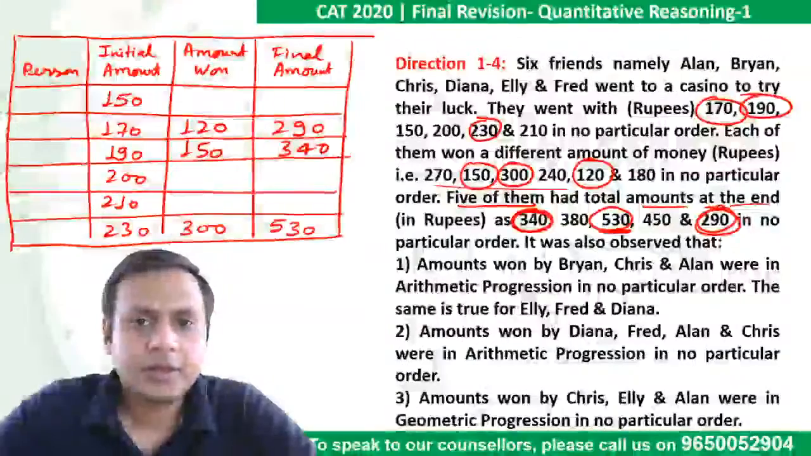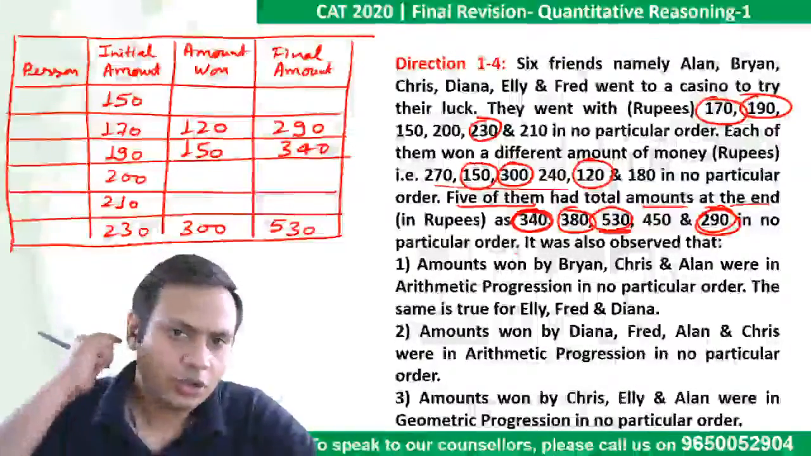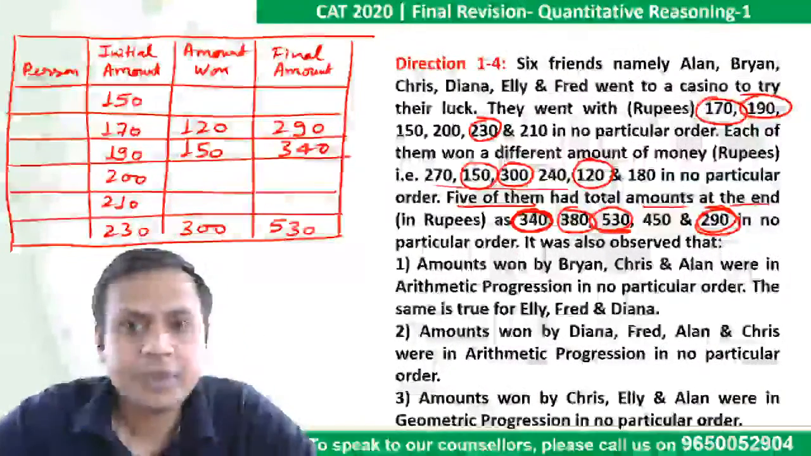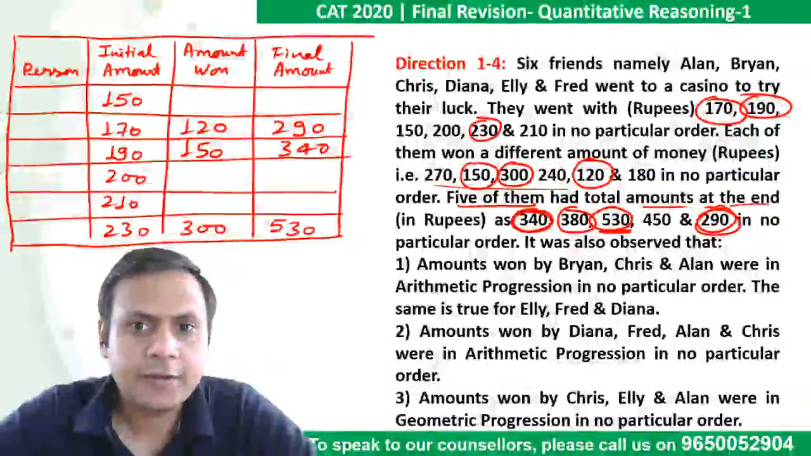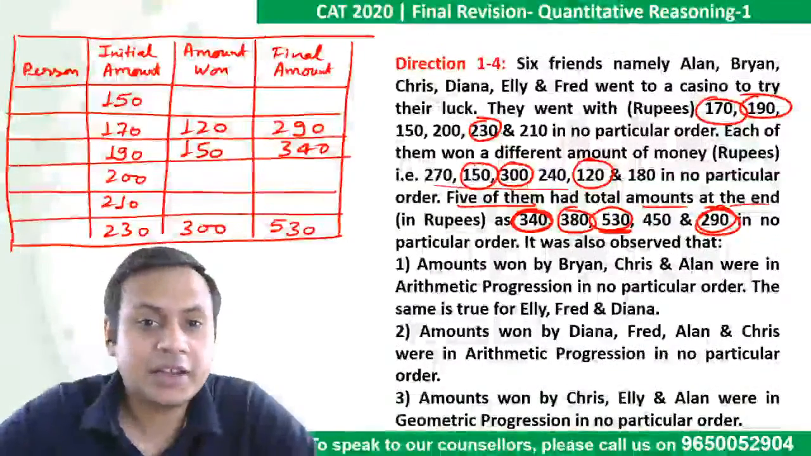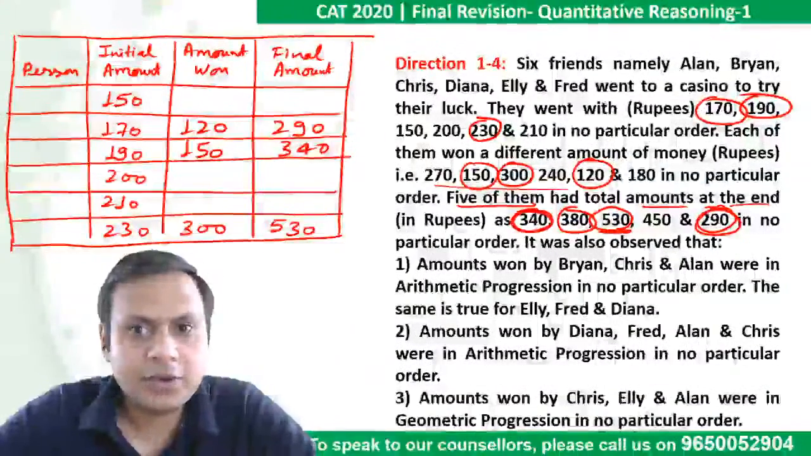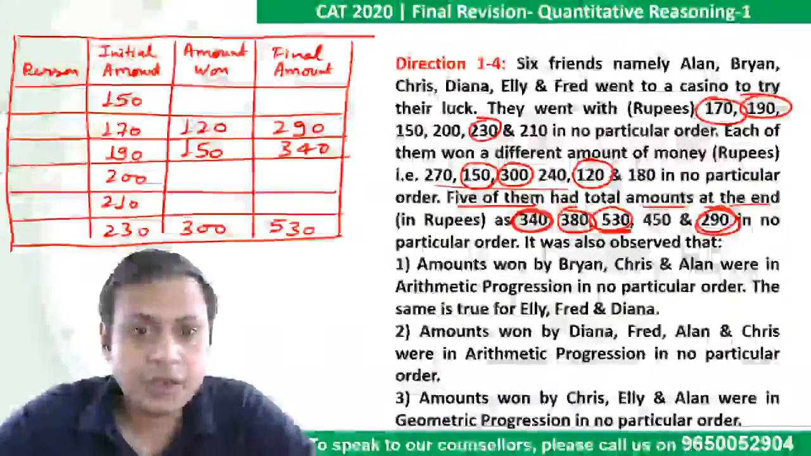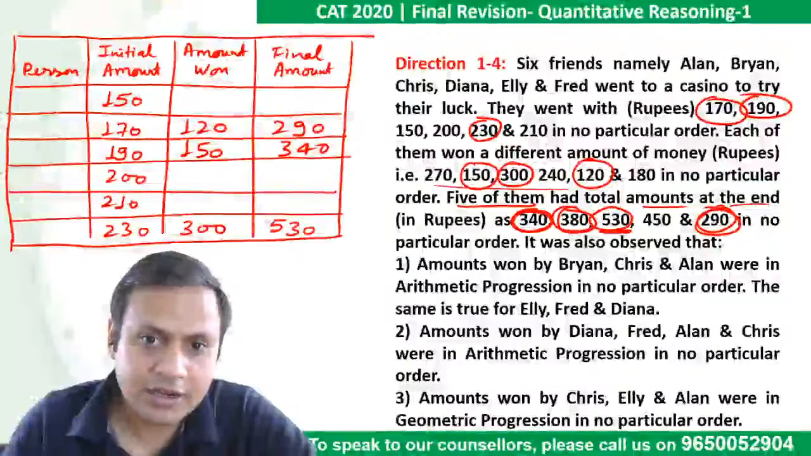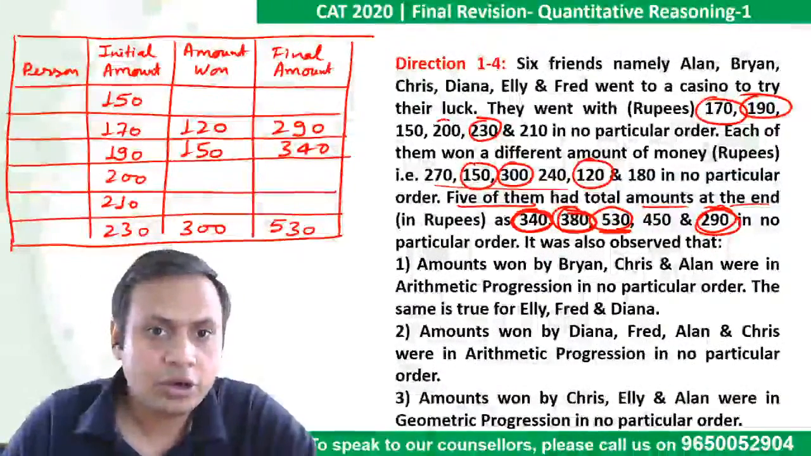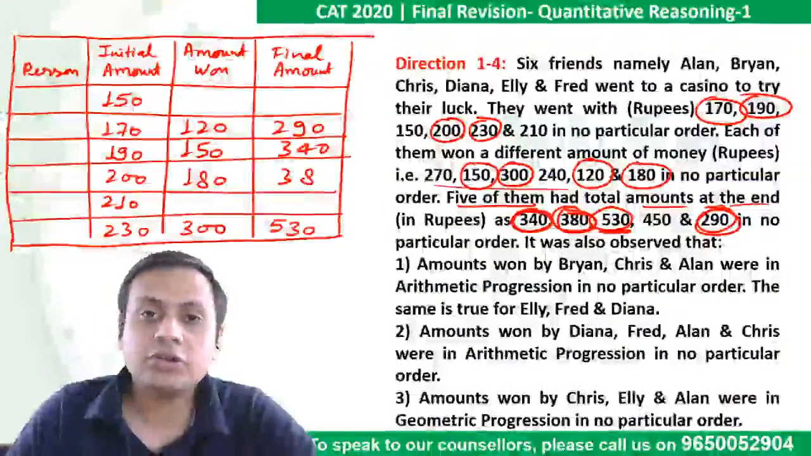Next thing, how can we get 380? Can it be 150 plus 230? But 230 is not there in the amounts won. No. 200 plus 180, that is possible. 210 plus 170, that is not possible. So how can somebody get 380? Only one possibility: 200 plus 180. That will be equal to 380.